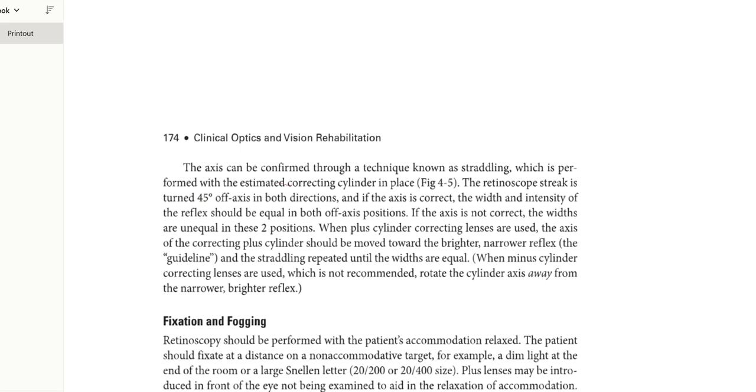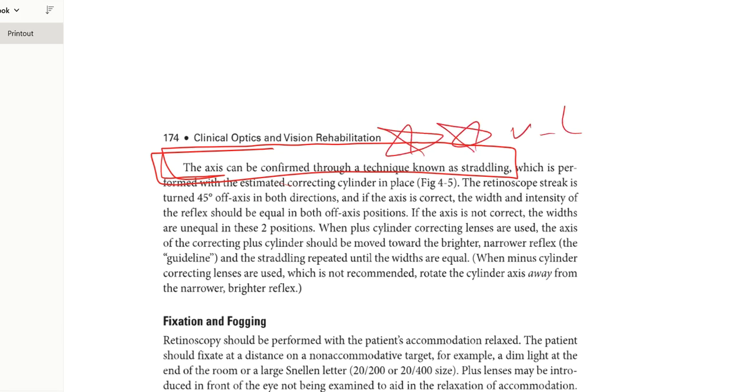A very important point, straddling. The axis can be confirmed through a technique known as straddling. Very important. Has been asked 2 or 3 times.